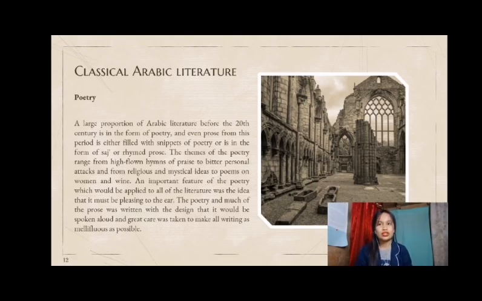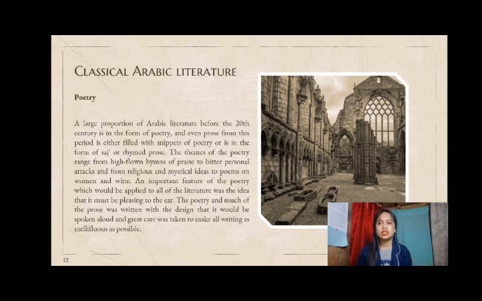Now let's move on to classical Arabic literature. The poetry is still here. A large portion of Arabic literature before the 20th century is in the form of poetry. From the history to the modern and to the classical, poetry remains, and even prose from this period is either filled with snippets of poetry or in the form of saj', or rhymed prose. The themes of the poetry range from high-flown hymns of praise to bitter personal attacks, and from religious and mystical ideas to poems on women and wine. An important feature of the poetry, which would be applied to the literature, was the idea that it must be pleasing to the ear.